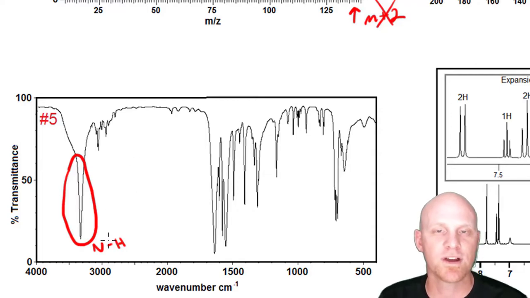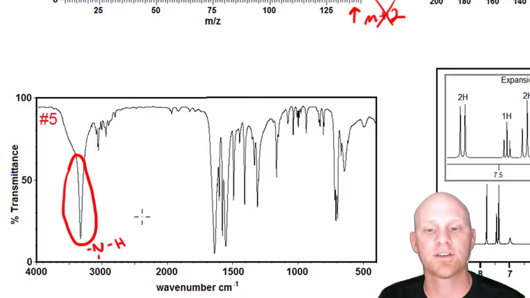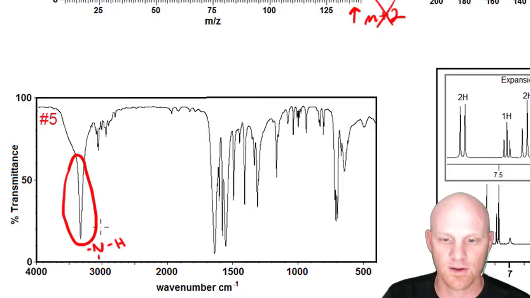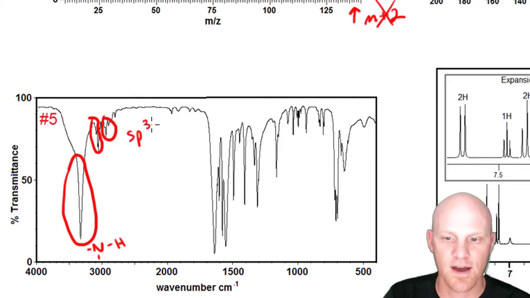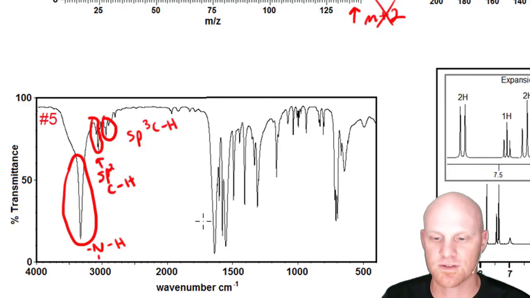Also, with nitrogen-hydrogen bonds, it's convenient. One peak, one hydrogen attached to your nitrogen. Two peaks, two hydrogens attached to your nitrogen. And so in this case, it's just one peak, so there's just one hydrogen attached to our nitrogen. We also have peaks just left of 3,000 and peaks just to the right of 3,000. And again, that's your sp3 CH bonds just to the right and sp2 CH bonds just to the left of 3,000.